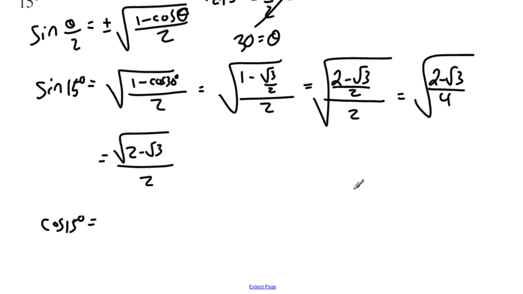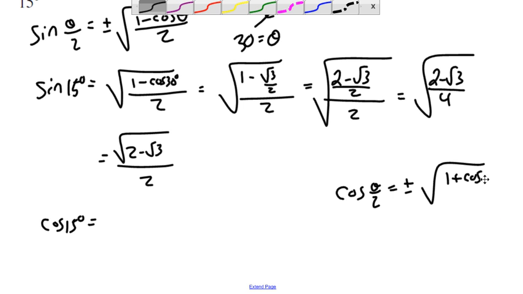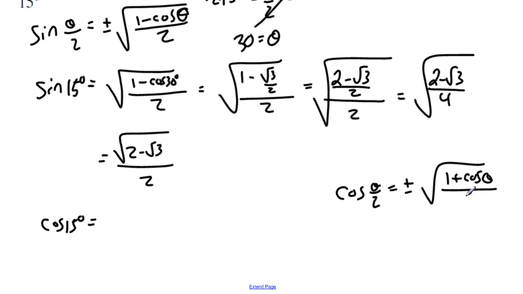Well, I'll just write it over here real quick. The cosine of theta over 2 is also plus or minus the radical of 1 plus the cosine of theta all over 2. Okay, so notice the difference. The only difference between the sine and the cosine is just the sign right here. This is a minus and this is a plus. So really our answer is going to be the exact same thing, except instead of it being a minus, it's going to be a plus.